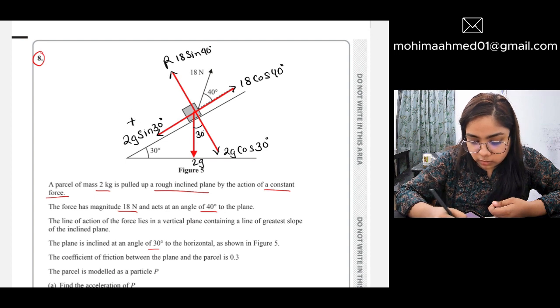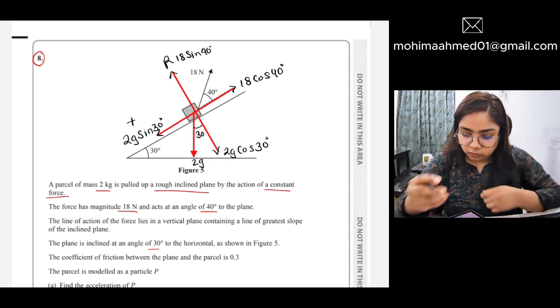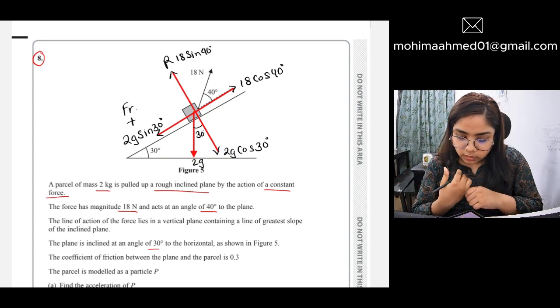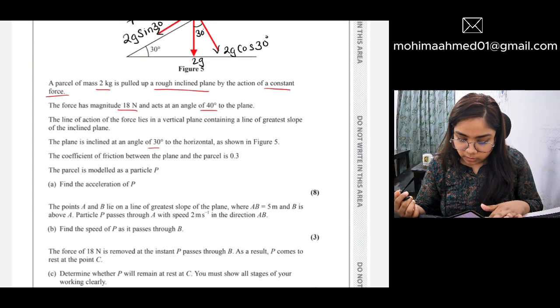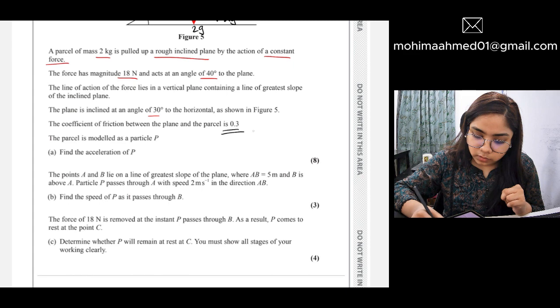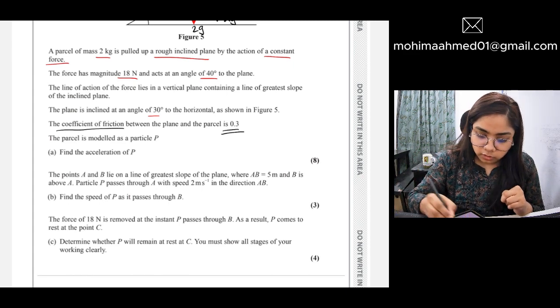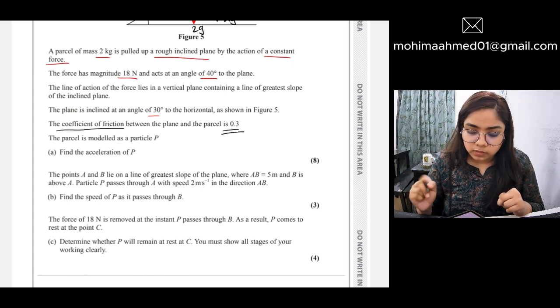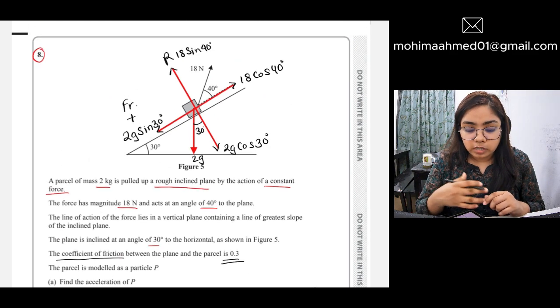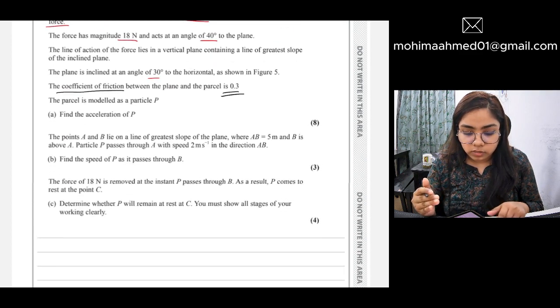And for that reaction, it will have friction in this direction, okay? One minute. It does have friction, but nothing about friction was mentioned over here, right? The coefficient of friction between the plane and the parcel was 0.3, right? In that case, we first need to find out the value for R. So we'll first start our working with resolving vertical forces.